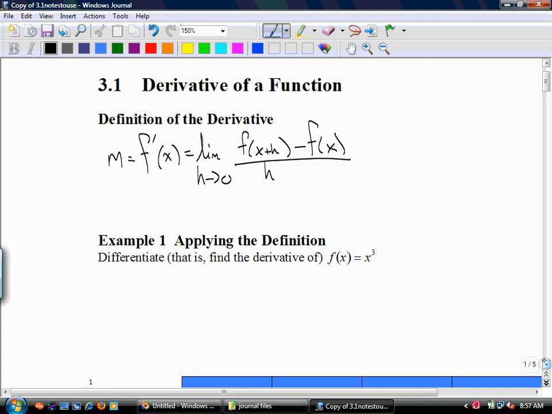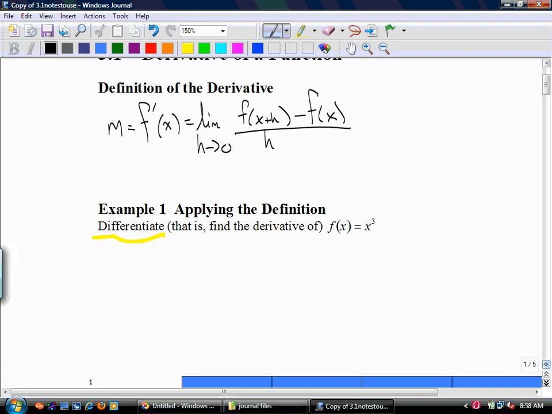So, we have a new verb in our class. The verb is differentiate. That means to find the derivative. So we can conjugate the verb. I differentiate. You differentiate. We differentiate. Il differentiation. Vous differentiate. I don't know. Let's stop. Anyways, so differentiate to find the derivative. Okay, so find the derivative.